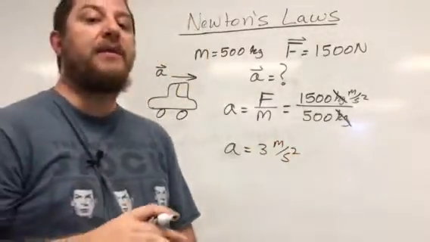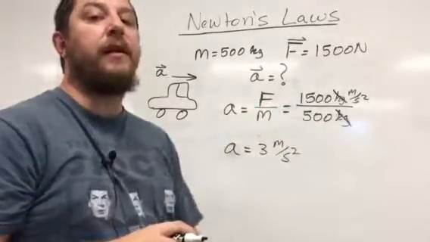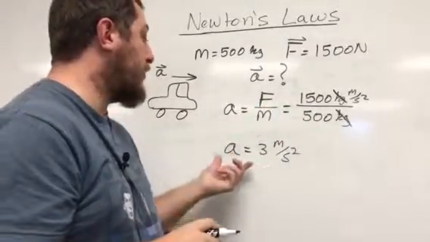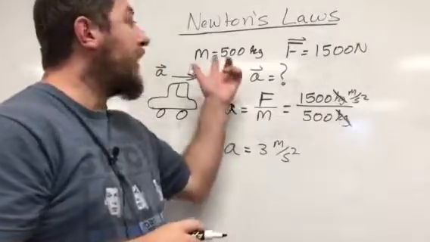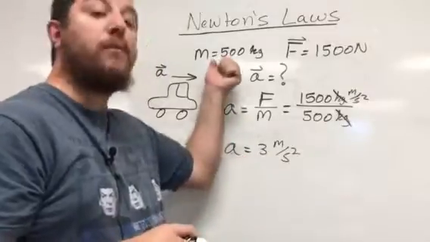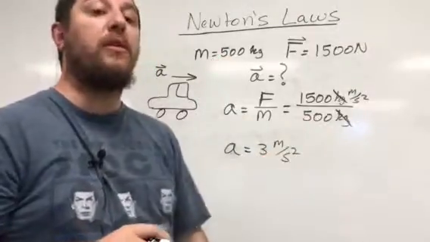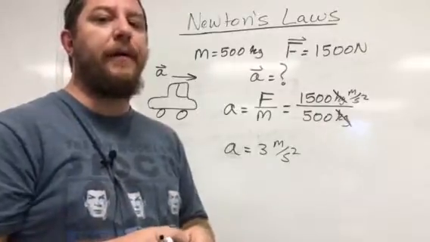So the mass of this car, 500 kilograms, and the force being 1,500 newtons are going to act together to produce the acceleration of 3 meters per second squared. If I had a larger mass, then my acceleration would be smaller. If I had a smaller mass, then my acceleration would be larger. And that harkens back to the whole inertia idea that we were talking about.